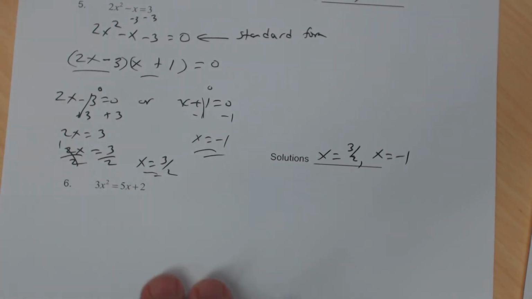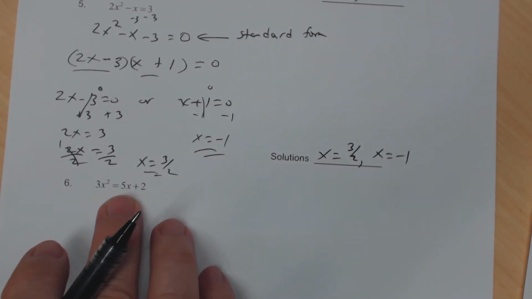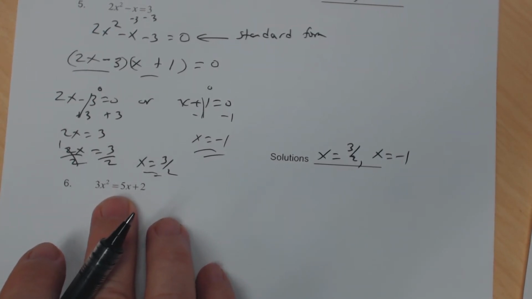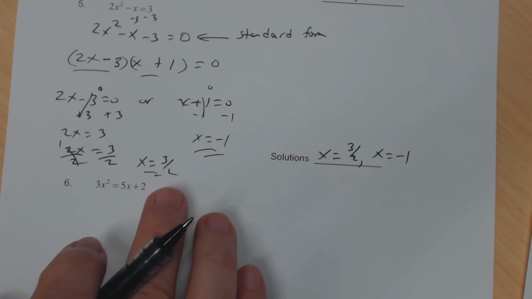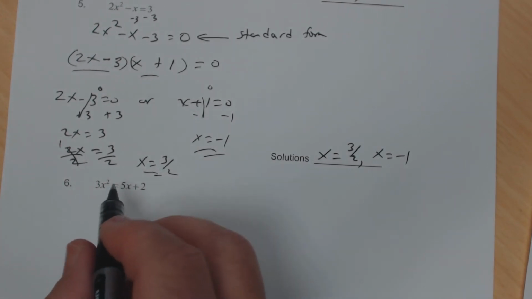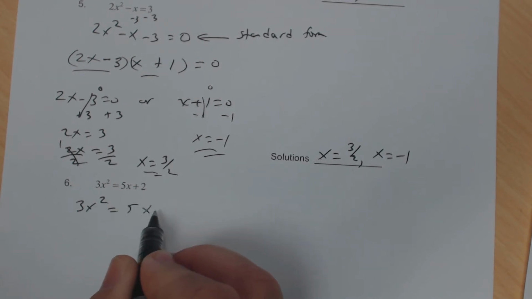Alright, number 6, again, put it in standard form. You've got to make sure it's in standard form. If you want to solve this quadratic equation, it has to be in standard form. So you've got to bring every term to one side, and you have to have 0 on the other. So basically, this is really what you have.